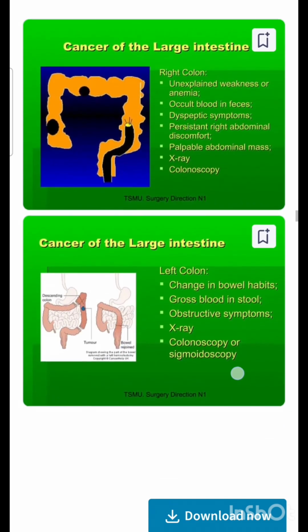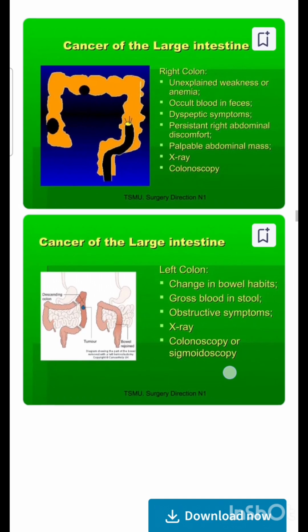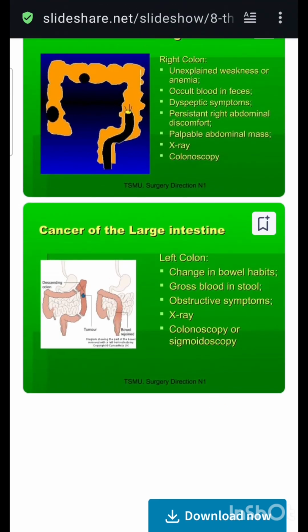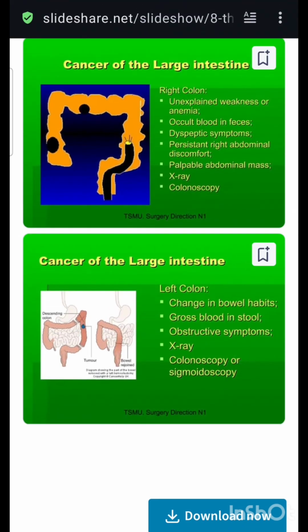And these indicate large intestine cancer. Cancer of large intestine, left colon: change in the bowel habits, gross blood in the stool, obstructive symptoms. X-ray and colonoscopy or sigmoidoscopy can be done.